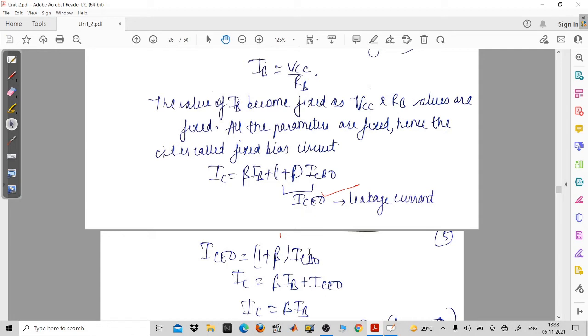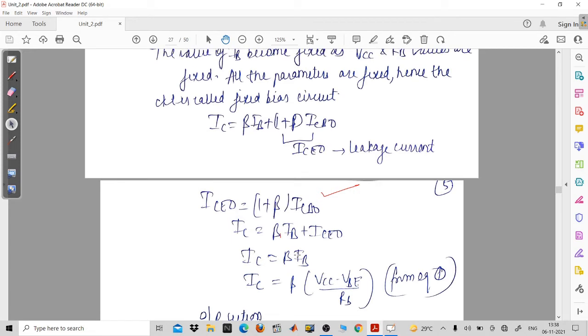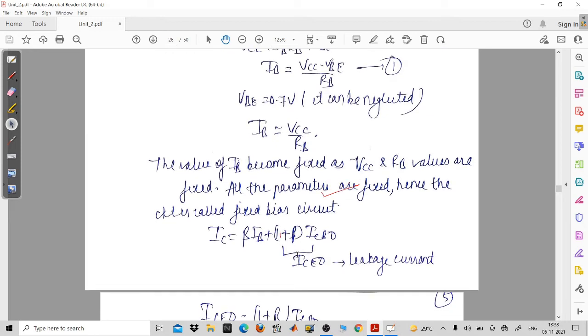But this ICBO and ICEO are very small as compared to the main current. You can see here that is beta into IB. IB is a current due to the majority charge carriers, and this current is due to the minority charge carriers. So you can simply neglect this ICEO. When you neglect this ICEO, in that case IC is nearly equal to beta into IB. We have already found the equation of IB from this.